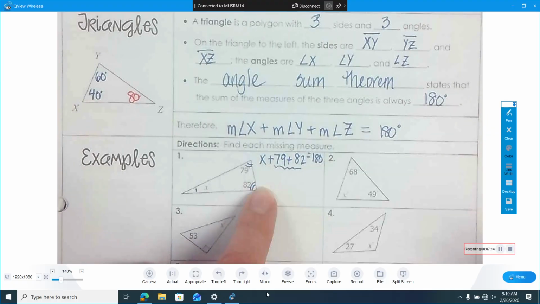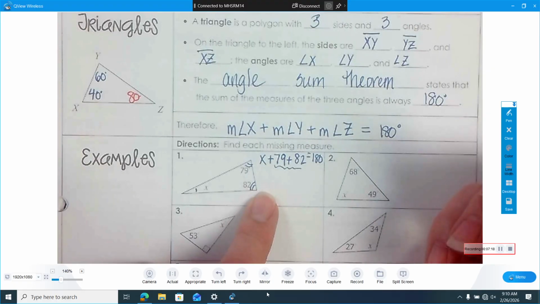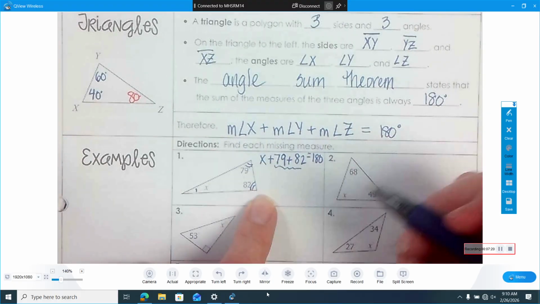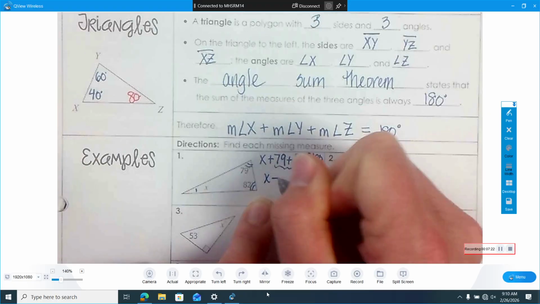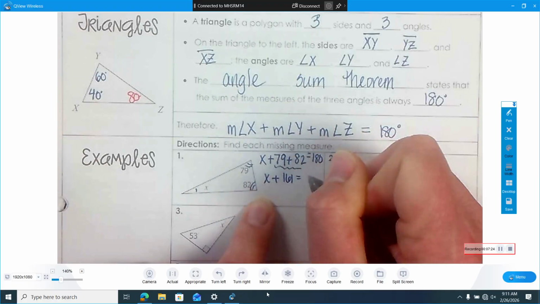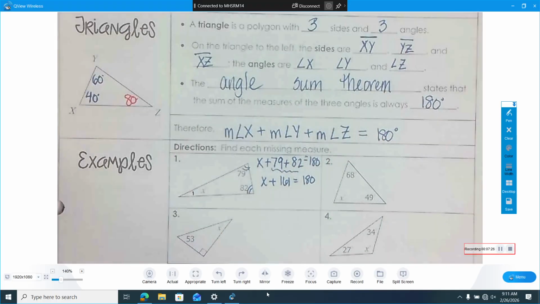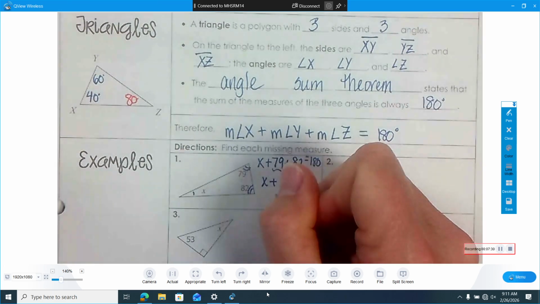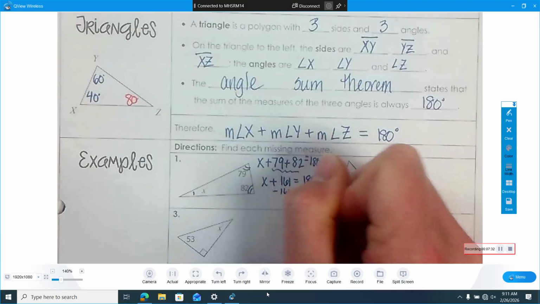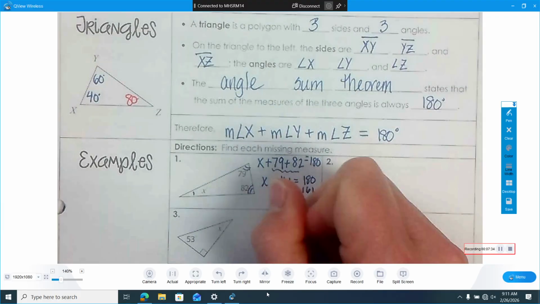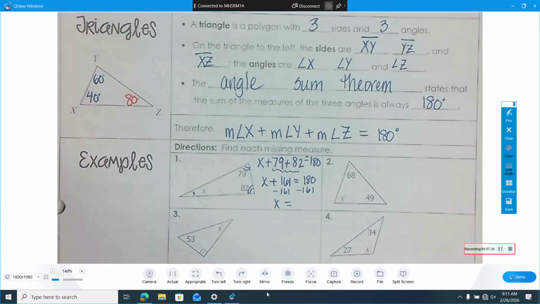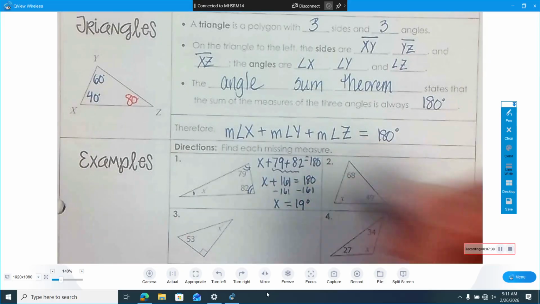We can combine the 79 and the 82, and what do you get? 161, very good. X plus 161 equals 180. And then what do we need to do? Subtract, good. Subtract 161 from both sides, so we get X equals 19 degrees, very good.